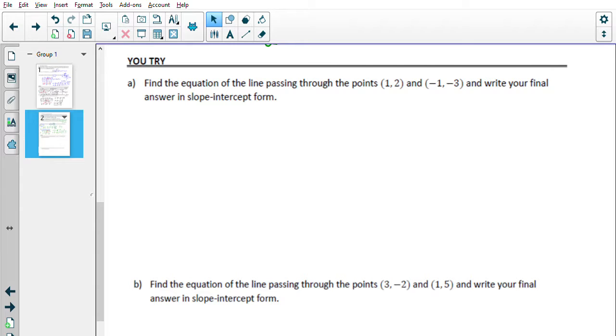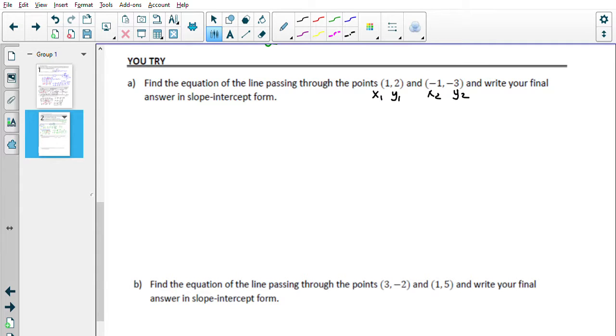Okay, so let's see how you made out with the two questions being given. Your goal is to find the equation of a line that goes through the point (1, 2), as well as goes through the point (-1, -3), and I want your answer in y = mx + b form. So your first goal is to use these points. Call one (x1, y1), call the other (x2, y2), and the first thing you have to get is the slope.